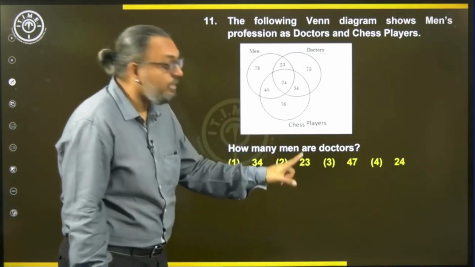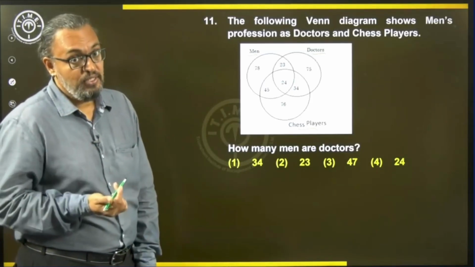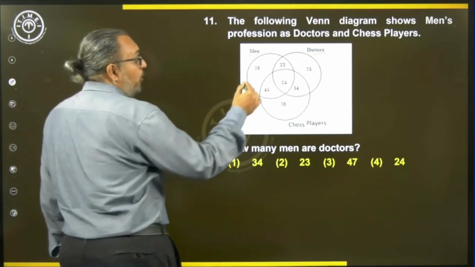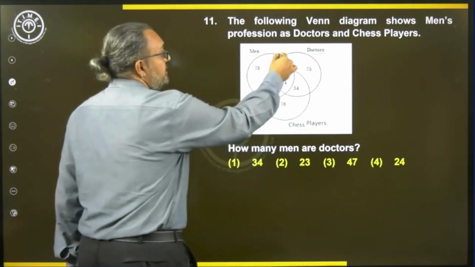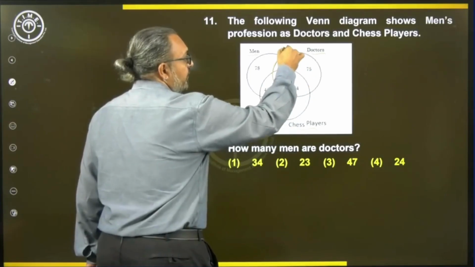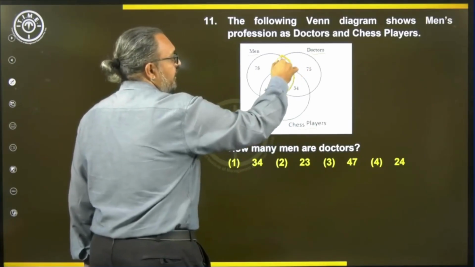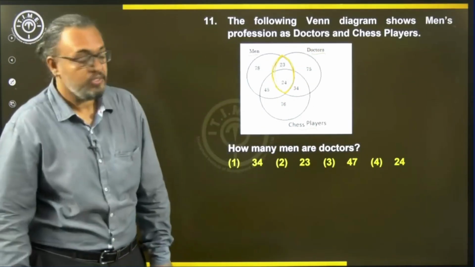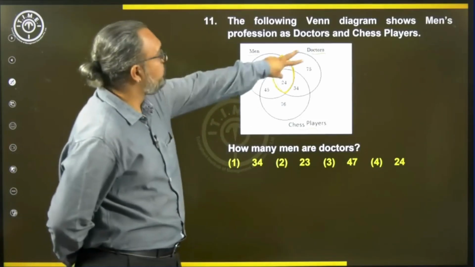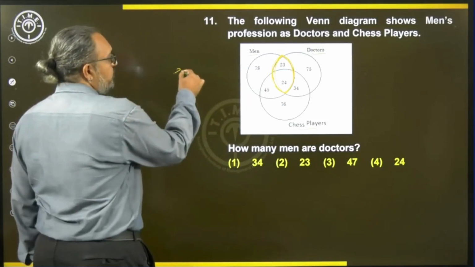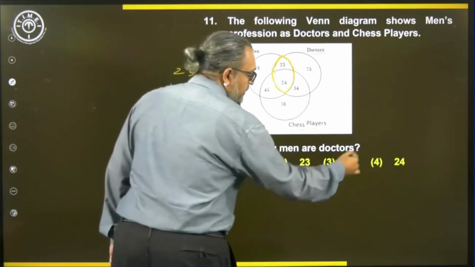Now it says how many men are doctors. So I need men along with doctors. So be very careful. How many men? See, men is this complete circle. So along with that, how many are doctors? Means he is asking you this region. This is the region you have to focus on. I need men who are also doctors, because these two, 78 and 45, are not coming inside doctors, but the other two numbers are coming inside doctors. So my answer is going to be 23 plus 24. So 47 would be my answer. Third option.